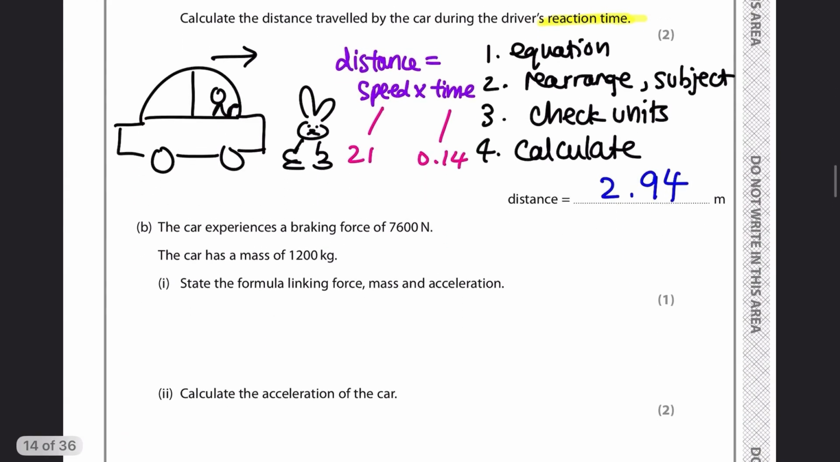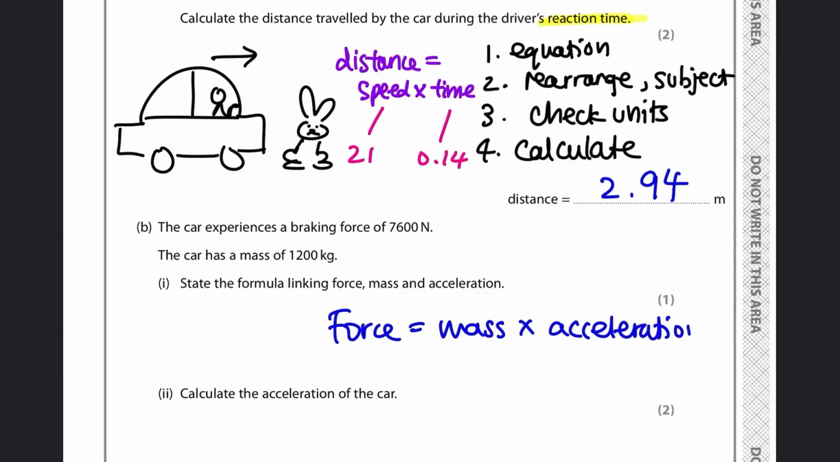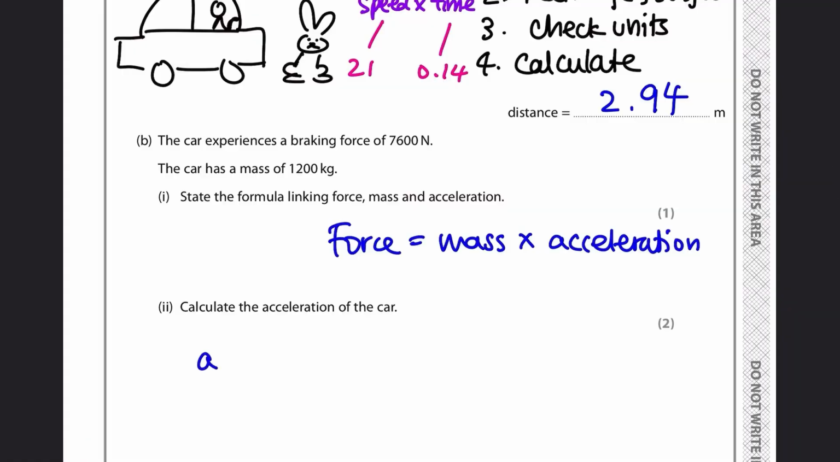Okay, the next part. Here it says the car experiences a braking force of 7,600 newtons. And the mass of the car is 1,200 kilograms. State the formula linking force, mass, and acceleration. Force equals mass times acceleration. And then the next part says calculate the acceleration of the car. So let's use the same 4 steps here. First step, equation. I got that. Second step, rearrange. Who's my subject here? What are they wanting? They want the acceleration. My acceleration has to be the subject. So let's rearrange.